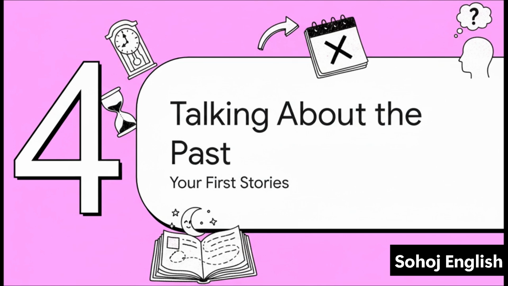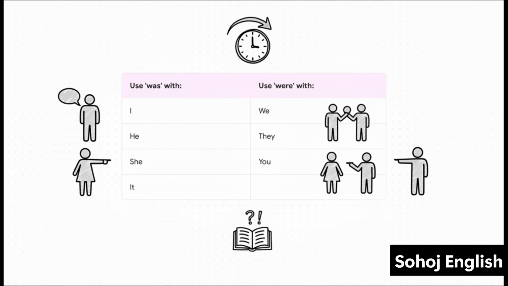Fantastic. You can now talk about things happening right now. But what about what happened yesterday or last year? It's time to learn how to tell your first little stories about the past. Remember am, is, and are? Well, was and were are just the past versions of those words. And the rule is almost exactly the same.